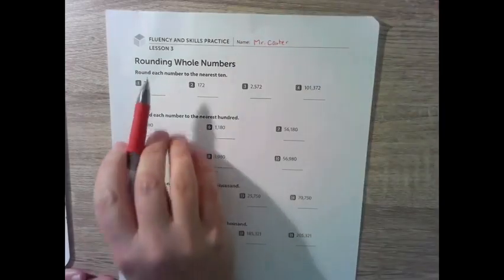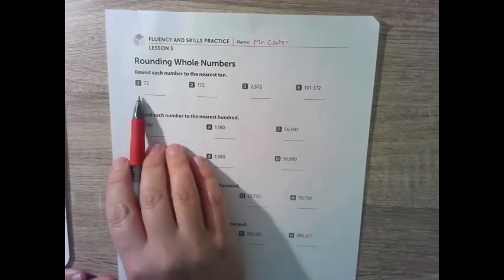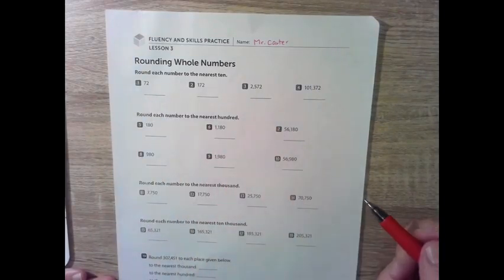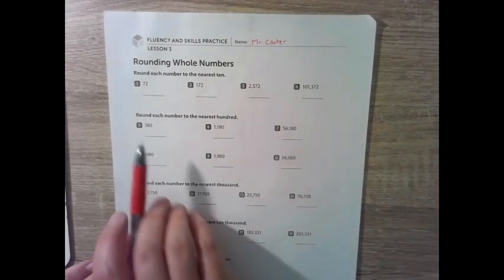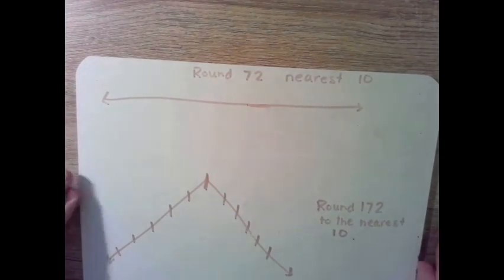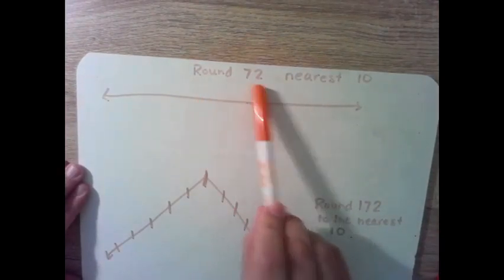Okay, so we are rounding whole numbers today, and for numbers 1 through 4, we're rounding to the nearest 10. So I'm going to show you a couple different ways to do that. So we're going to round 72 to the nearest 10. Over here, I have a number line to help us with that. So we are, again, rounding 72 to the nearest 10.